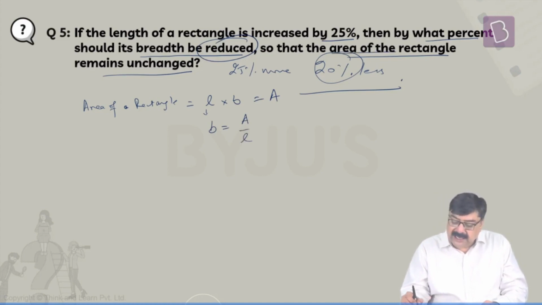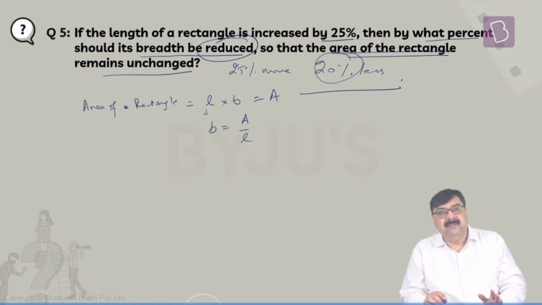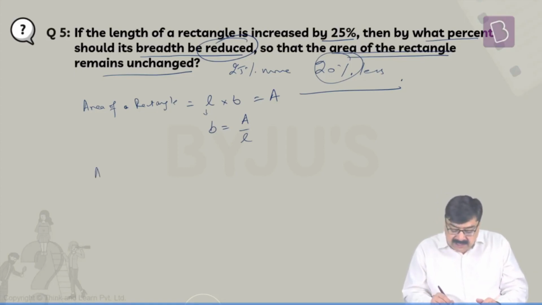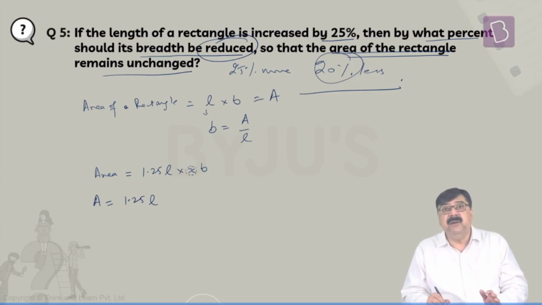Now you want the area of the rectangle to remain the same. So the area of the rectangle should be 1.25 times length into x times b. I don't know by how much you have reduced this. So area A is 1.25 times length. Why 1.25 times? Because it has been increased by 25%. Into x into B.